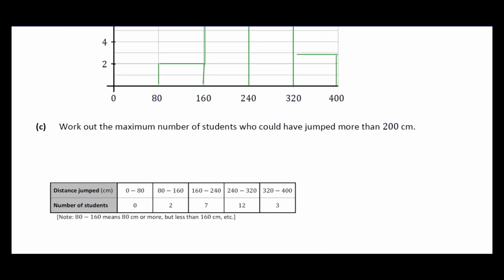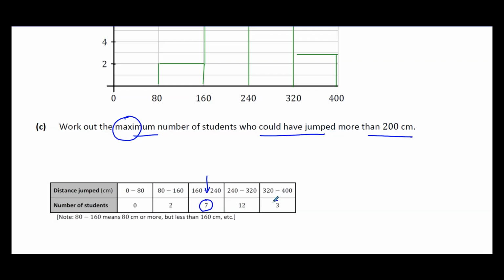Part C is saying work out the maximum number of students who could have jumped more than 200. So now the question is, where in our data will be those that jumped more than 200? So 200 happens somewhere here. Now, the problem we are having is that we don't know how much those 7 students actually jumped. We know they jumped between 160 and less than 240. However, we don't know the result. That's the reason they are saying work out the maximum number that could have jumped, not that definitely jumped, because from the data we don't know.